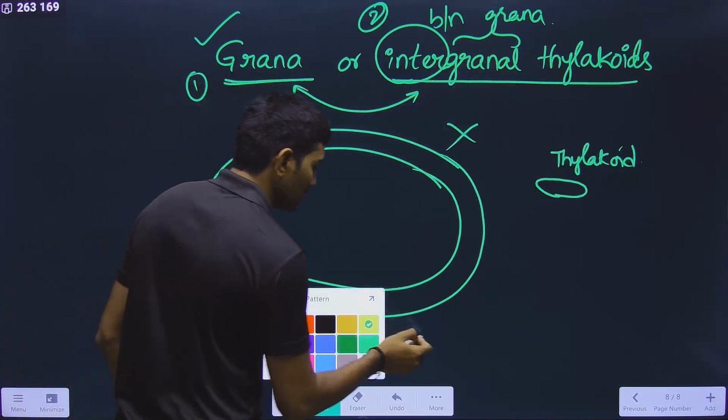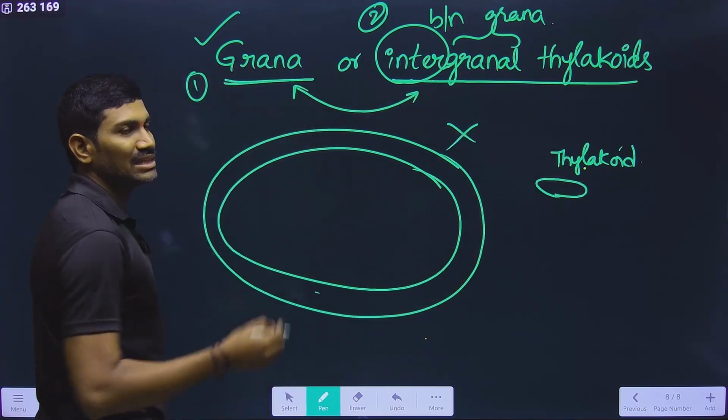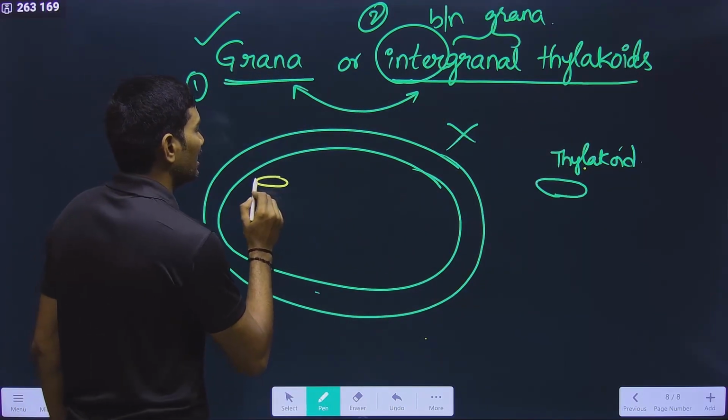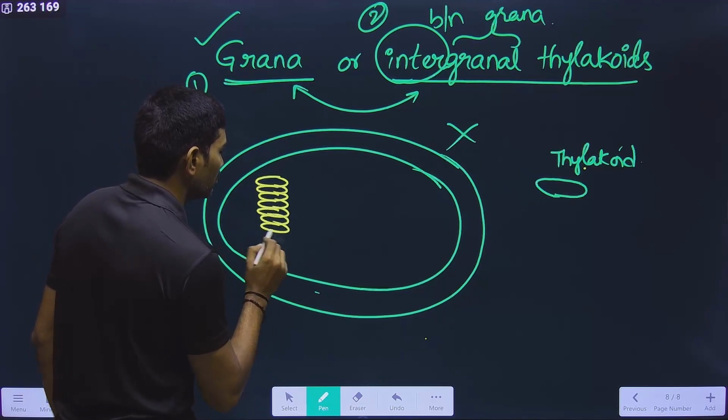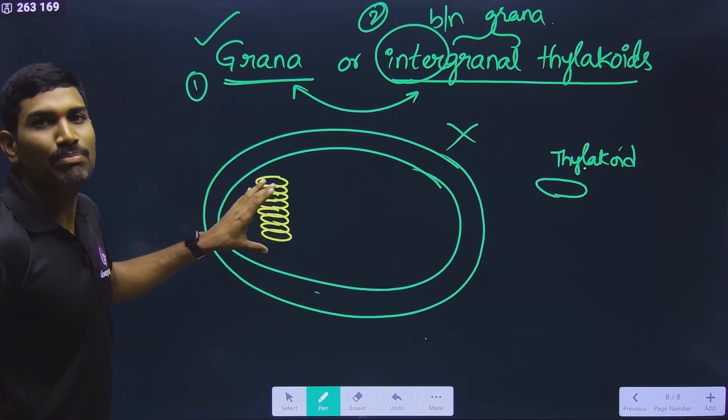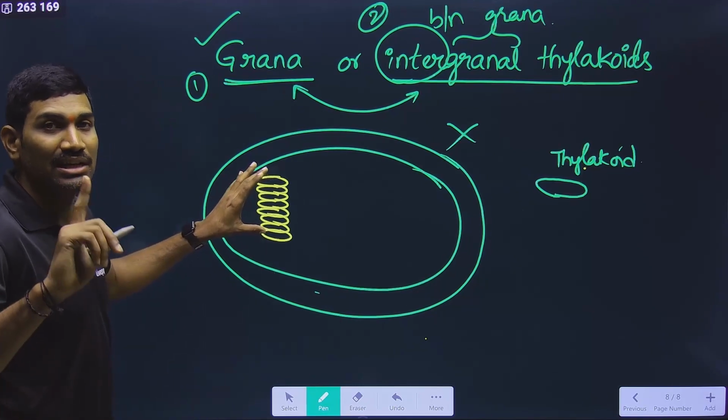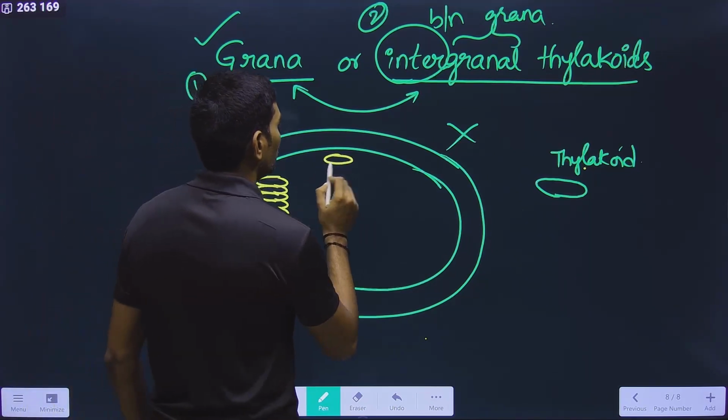Now we will go with the first option. What is this? Thylakoids are present as grana. What are the grana? Grana are stacks, like a pile of coins. They are present one above the other. So this is one complete pile and this is called a granum. Singular is granum. Suppose there is one more like this.